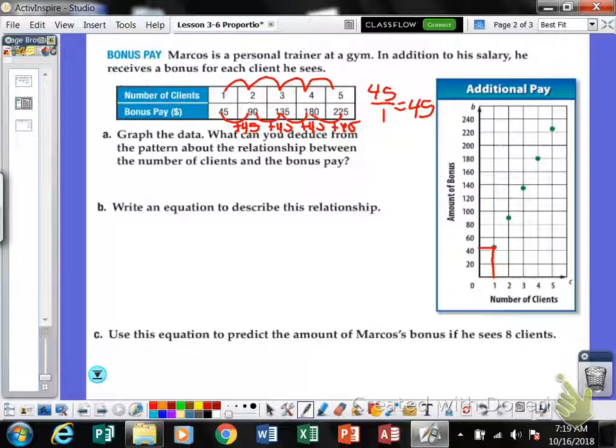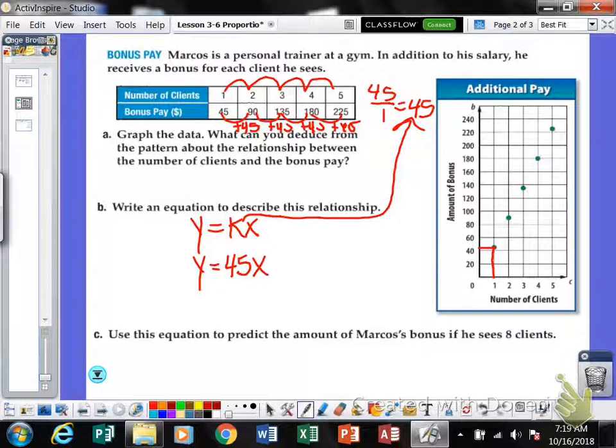So can we come up with an equation? We know it has to be of the form y equals kx. Well, what is k? K was this constant here. So y equals 45x. Now you can use whatever variables you want. Since we're talking about clients and the bonus, we could say the bonus is equal to 45 times c, for the number of clients. It doesn't matter; it just needs to be in the form y equals kx, where k is the constant, and that would be your equation.